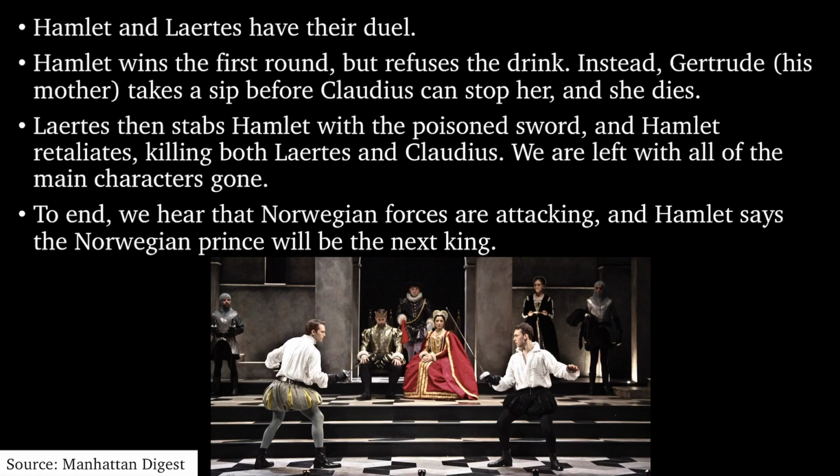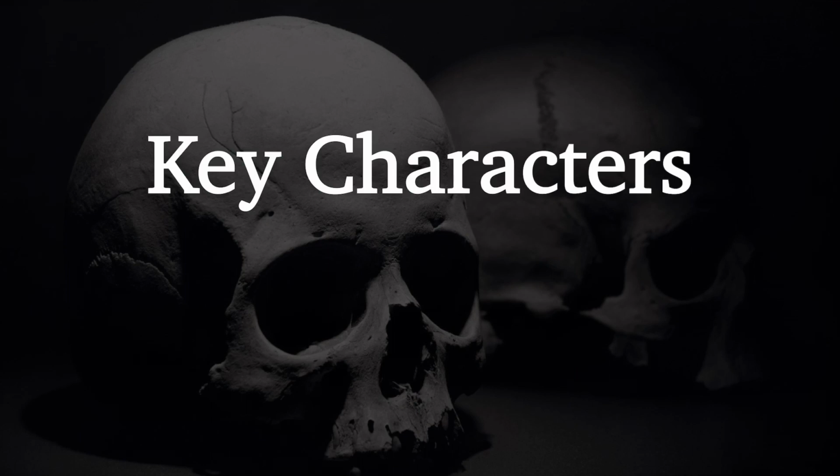Hamlet and Laertes then have their duel. Laertes challenges Hamlet, and Hamlet wins the first round, but he refuses to drink from the poison drink. Instead, Gertrude, his mother, takes a sip before Claudius can stop her, and she dies. Laertes then stabs Hamlet with a poisoned sword, and Hamlet retaliates, killing both Laertes and Claudius. We're left with all of the main characters gone because Hamlet himself also dies. At the end, we hear that the Norwegian forces are attacking, and Hamlet says that the Norwegian prince will be the next king. So Fortinbras becomes the next king.